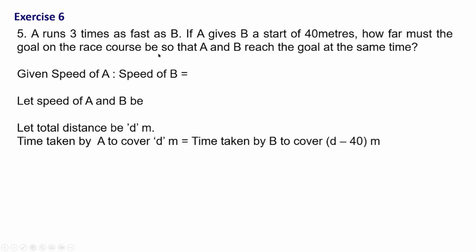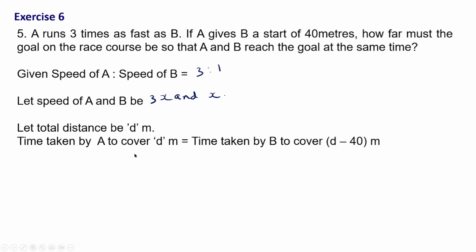A runs 3 times as fast as B. So speed of A is to speed of B is 3:1. So let speed of A and B be 3x and x. And let total distance be d meters. So the time taken by A to cover d meters is equal to the time taken by B to cover d minus 40 meters, because A gives B a start of 40 meters.